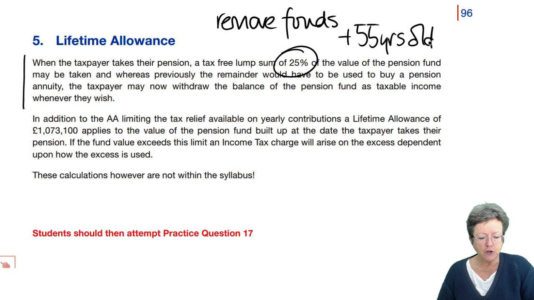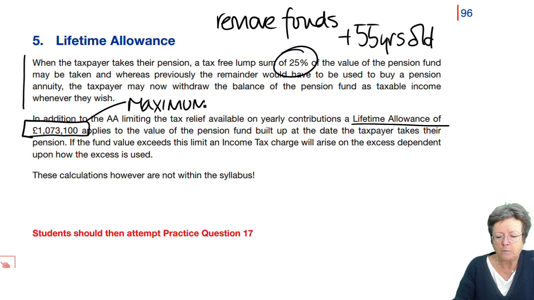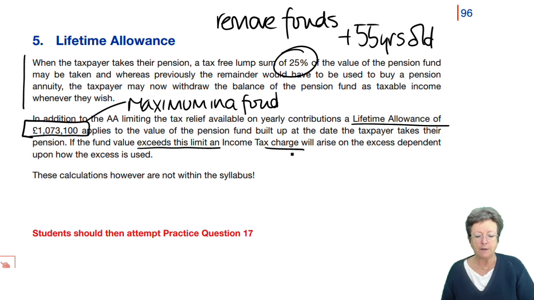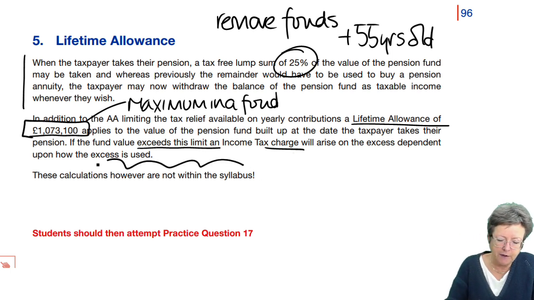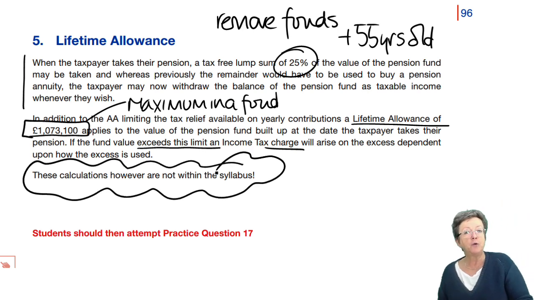So in addition to the annual allowance, there is a lifetime allowance of that much. That's the maximum you can put in your fund. And again, if it exceeds this limit, you will be charged. Look at this, and you'll love this: these calculations are not within the syllabus. You don't have to worry about that. You just need to know what the amount is.